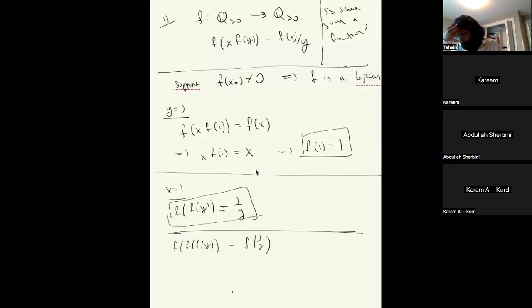So what does that tell us? What can we do from here? We can make this guy 1 over y. We can make the left-hand side equal to 1 divided by f of y. Yes, we can do that. Good. And so that tells us that f of 1 over y equals 1 divided by f of y, right?